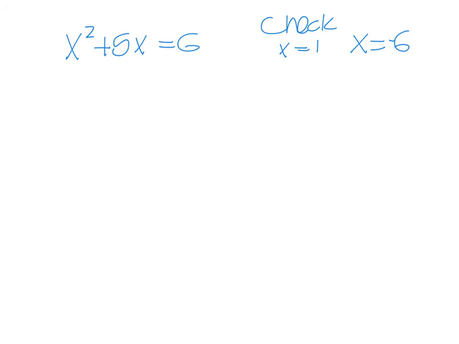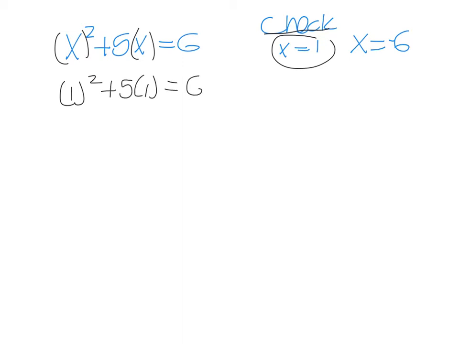So to finish this problem, I'm going to do the check of our 2 answers, positive 1 and negative 6. So what it means is I'm going to put positive 1 into the equation wherever there's an x and see if my equation comes out equal. So that'd be 1 squared plus 5 times 1 equals 6, which is 1 plus 5 equals 6, 6 equals 6, and this one checks.